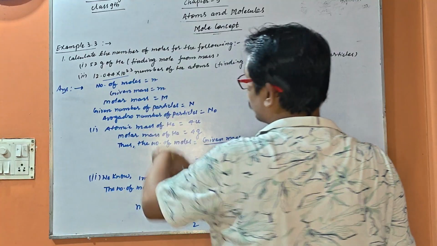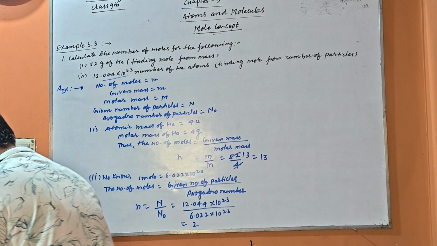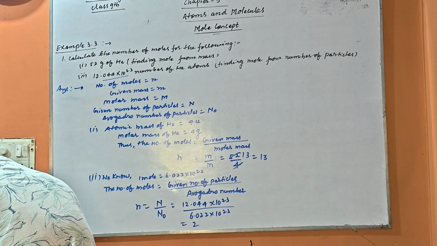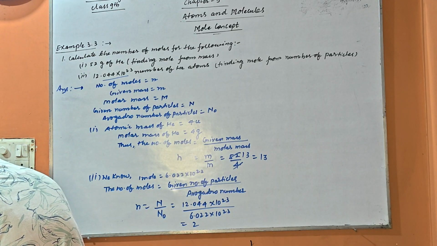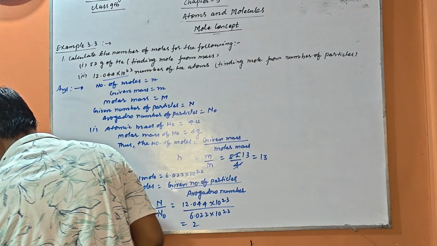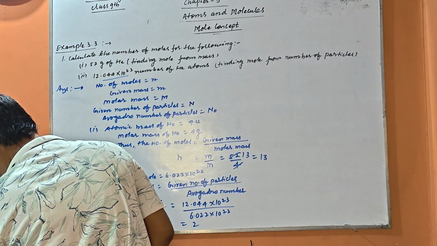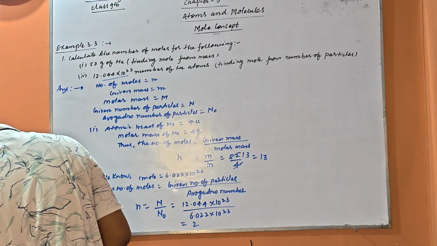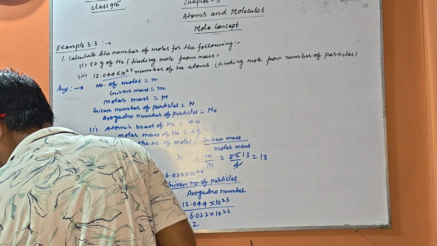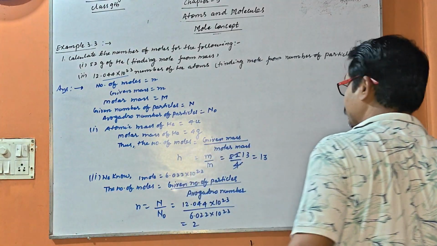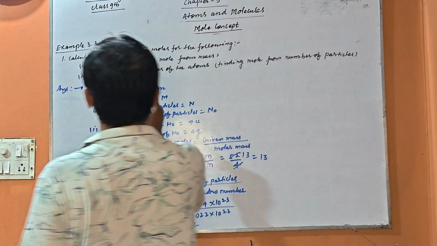So these are the numericals of calculate the number of moles, and these are the things we have solved. Calculate the number of moles for the following. After that, we can take the example of 3.4. It is very easy and convenient. Let us take a clear explanation.